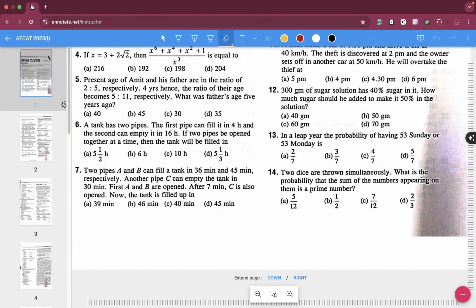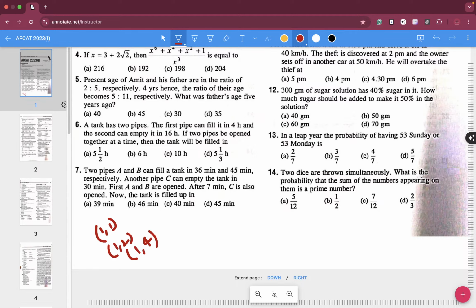Question number 14. 2 dice are thrown simultaneously. What is the probability that the sum of the numbers appearing on them is a prime number? If you list down, 1 comma 1 is possible, the sum is a prime number, yes. 1 comma 2, prime number. 1 comma 3, is it a prime number? No, the summation is 4.